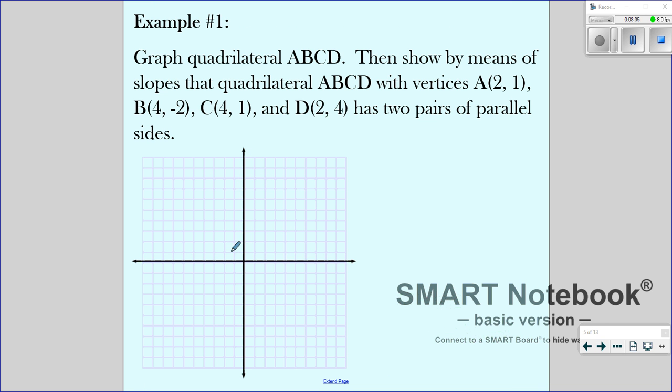Alright, so let's do some examples based on this one. They say graph the quadrilateral ABCD and then show by means of slope that the quadrilateral with the vertices that's given has 2 pairs of parallel sides. So let me plot this one. This is 2, 1, that's A. Then 4, negative 2, that's B. And C is 4, 1. And then D is 2, 4.